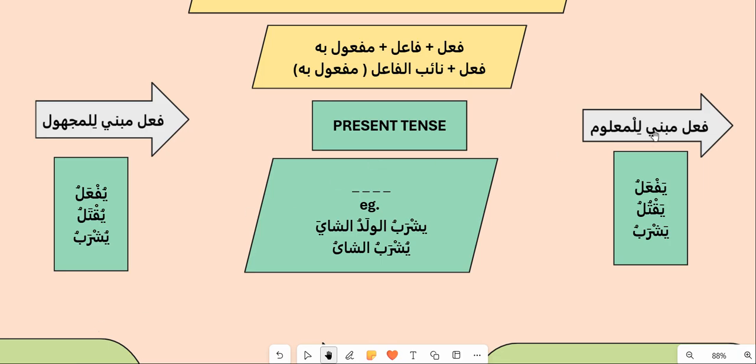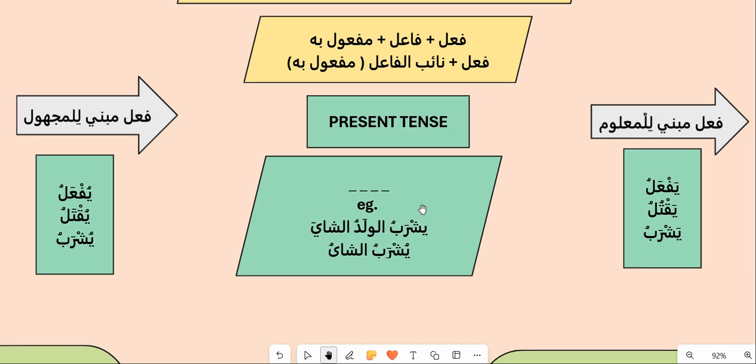So as you can see here again, fi'l mabni lil-ma'lum. This is all simple present tense: yaf'alu, yaqtulu, and yashrabu. I have taken three different kinds of verbs, and here you can see the ta having a dhamma. There is a reason why I took this fi'l. First of all, I have given the examples here. Yashrabu al-waladu ash-shay'a. This is a simple jumla fi'liyya.